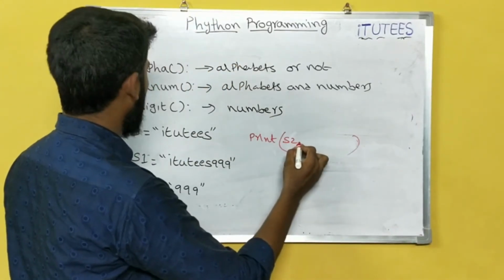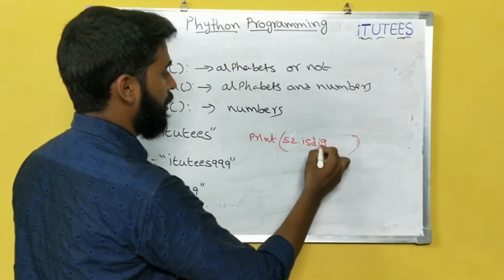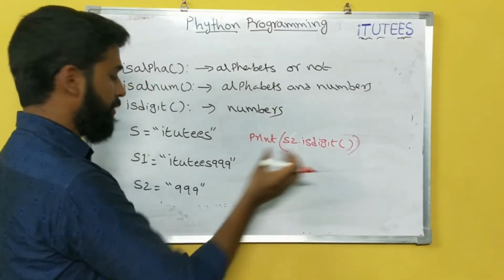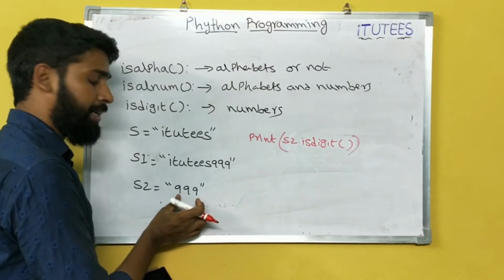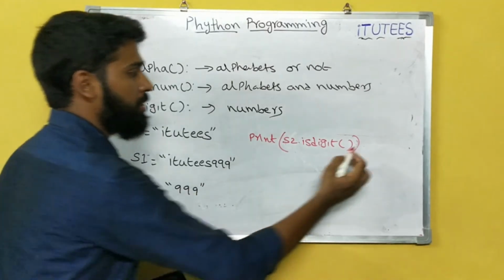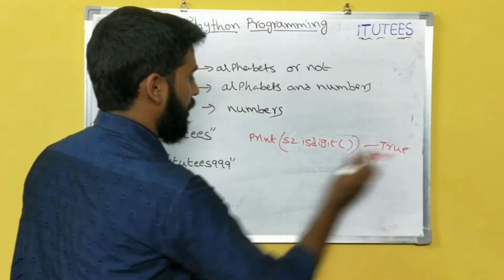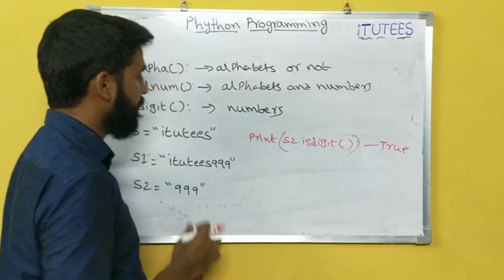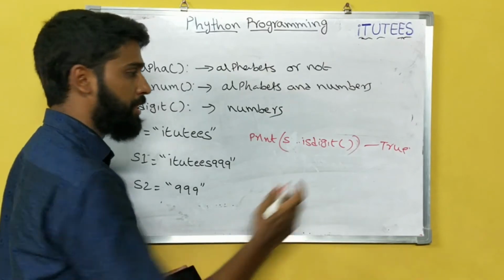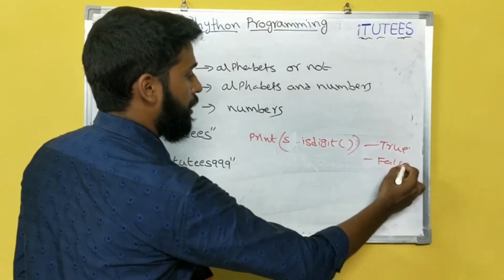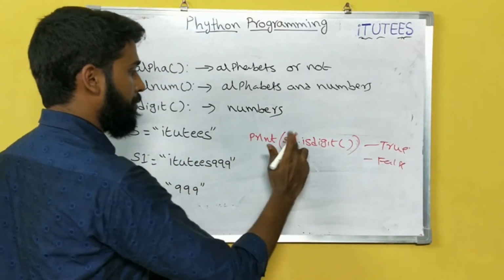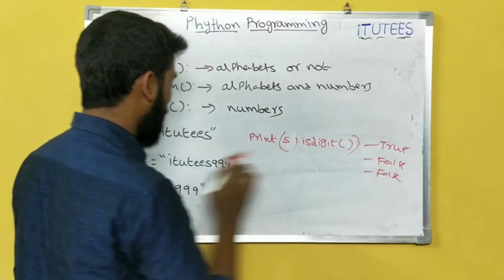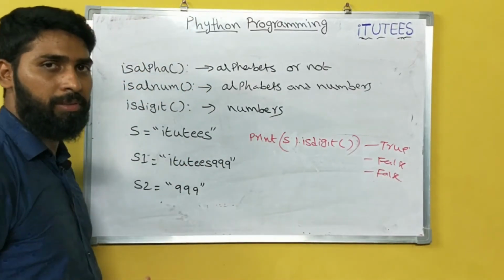s2.isdigit(). If all the characters in a string are numbers, then it returns true. s2 is 999, all are numbers, so it returns true. If it is s, it returns false. Why? It's alphabets. If I am using s1, it returns false. Why? It's a combination of alphabets and numbers.